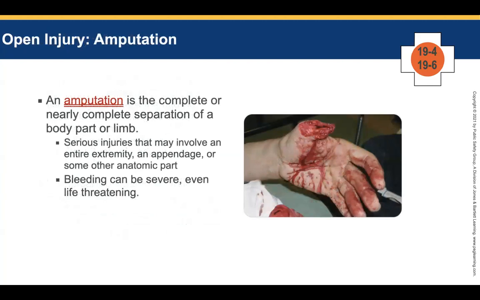An amputation is a complete or nearly complete separation of a body part or limb. So we need to not only control the bleeding on the thumb, the picture here showing the thumb has been amputated, but we need to find that other part of the thumb if we can, wrap it up, keep it moist with some saline, and transport it with the person. Okay. Bleeding's probably going to be pretty severe with this.